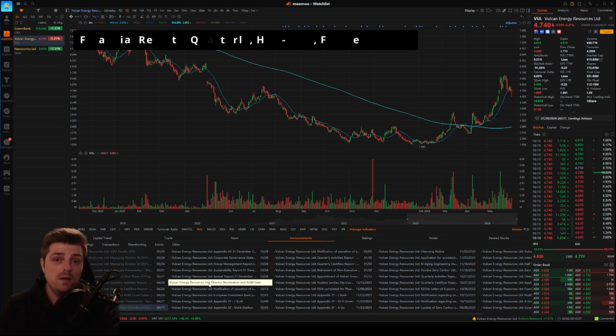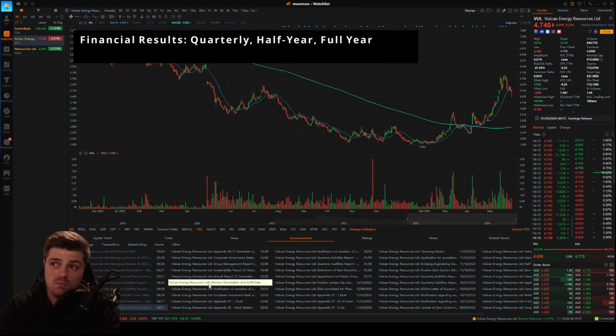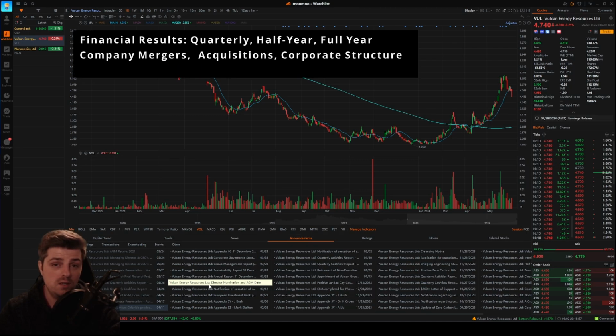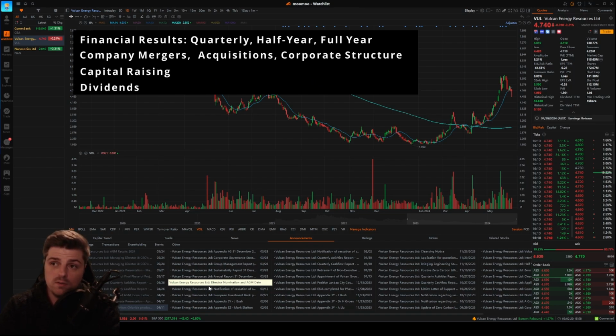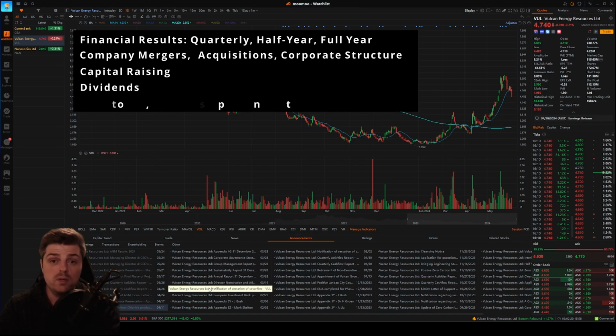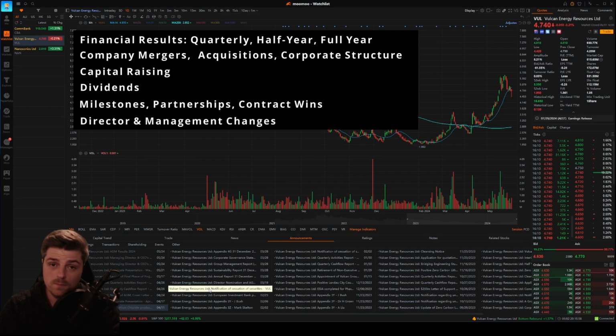Here are a few examples of common news announcements that typically have some impact on the share price. Financial results such as the quarterly, half-yearly, or yearly results. Corporate actions such as company mergers, acquisitions, or changes in corporate structure. There's capital raising, where companies issue shares to gain capital. There's dividend announcements that inform shareholders about the amount, frequency, and the payment dates. There's operational updates such as production milestones, strategic partnerships, and contract wins. And there's also director and management change updates as well. These are the more common ones you'll see on the ASX.